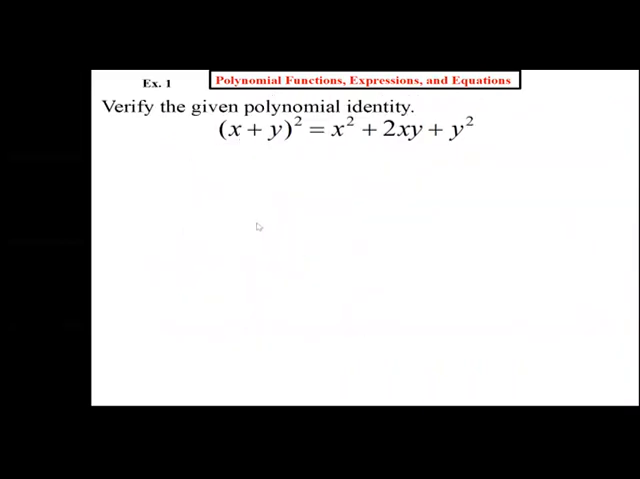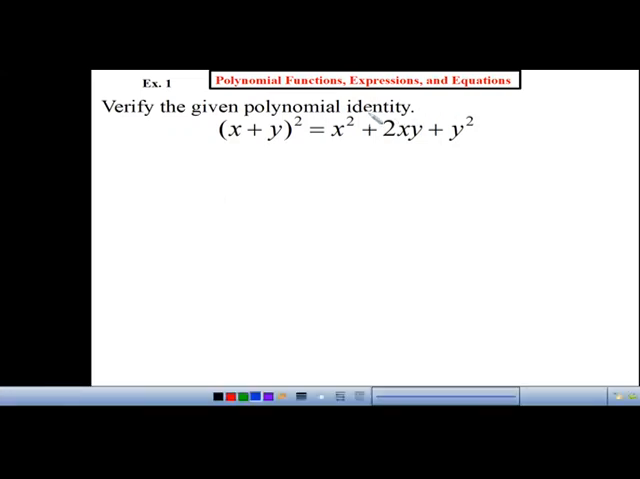Check this out. They're going to give you something in tonight's homework that is going to say, verify if the polynomial is an identity. So check this out. X plus y squared equals x squared plus 2xy plus y squared. What does that mean, Mr. Q? What it means, can you check? That's what this means. Verify. Can you check that this is equal to this? Well, how can we check? By multiplying.